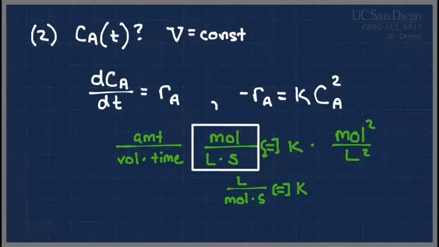So that's our differential equation. We need an initial condition. In this case, Ca naught was equal to 1, specifically 1 mole per liter. So we put all that together and do the integration.